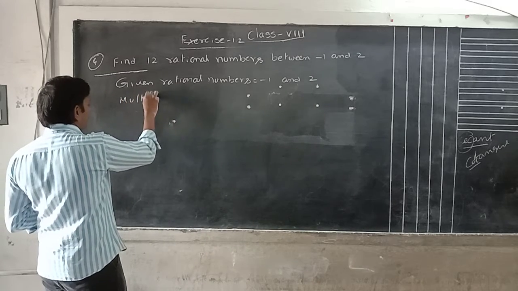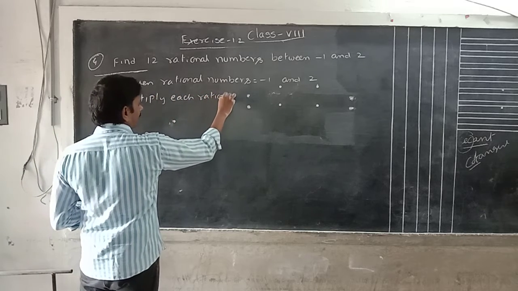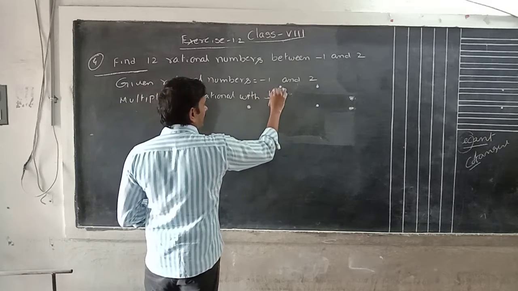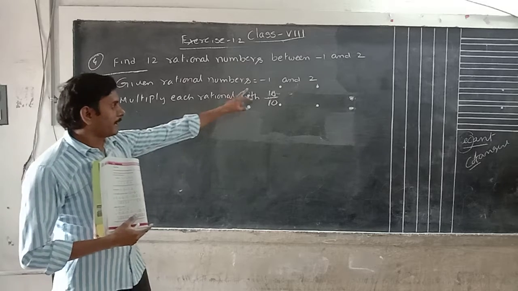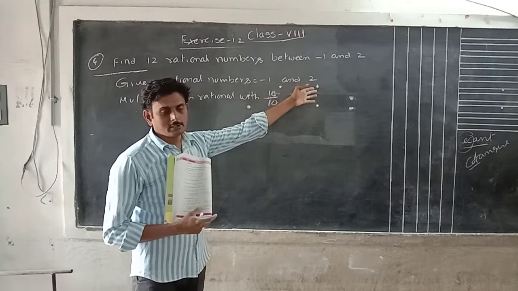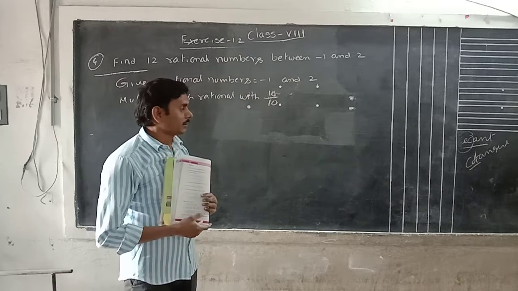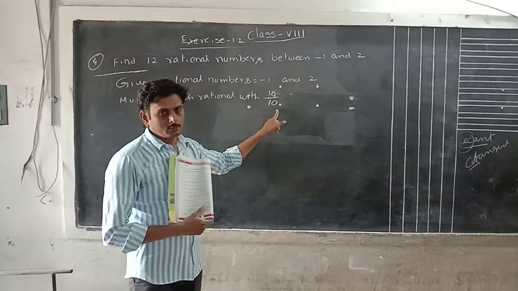Multiply each rational with 10 by 10. That means I want to take an equal denominator. I want to find rational numbers between minus 1 and 2. They are given as decimal numbers, no problem, but I want to write them in p by q form, fraction form. So I want to multiply by 10 by 10.